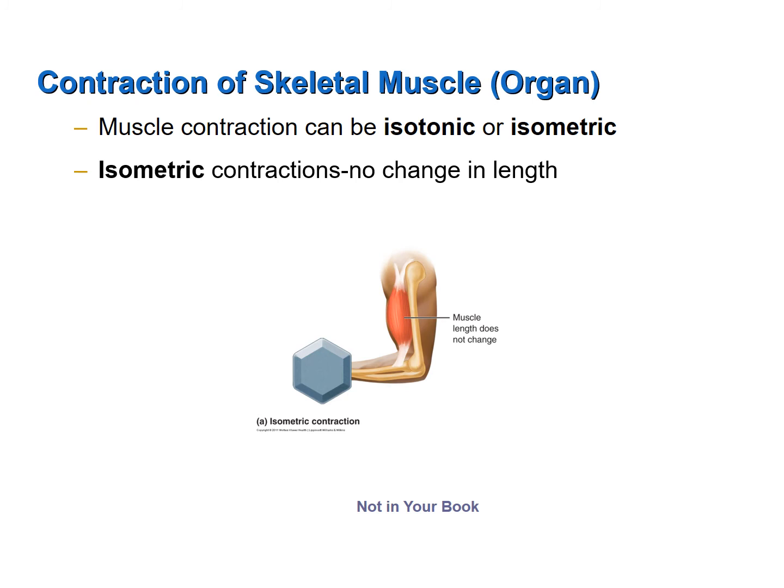However, the force being produced by the biceps brachii is only enough to counteract the force of gravity pulling down on the weight. So although there is contraction of the skeletal muscle fibers, and therefore the skeletal muscle as a whole, there is no change in length. This is isometric contraction.